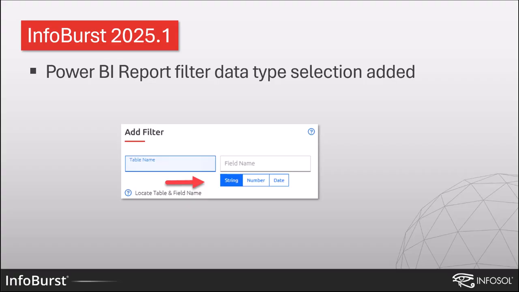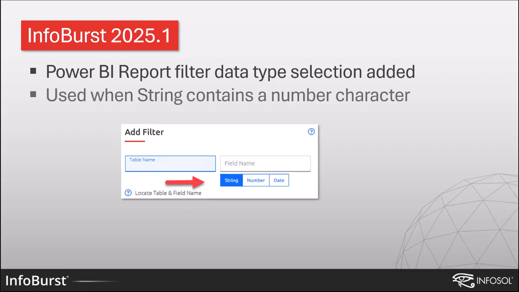The option to define the data type of a Power BI report filter was added. For example, a string filter value contains all numbers. In prior versions, the value would be passed to Power BI as a numeric. Now the filter data type can be defined to avoid this issue.